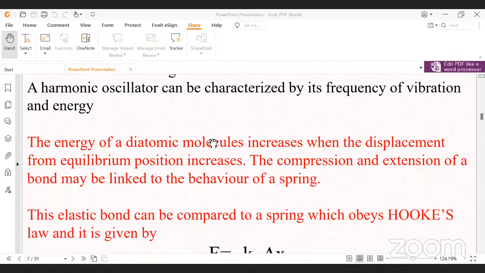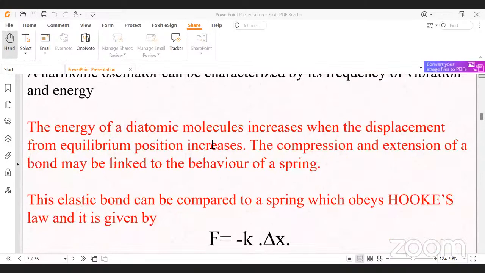So, it's okay. Then what happened? Let Cl be fixed at some position and hydrogen moves towards or away from the position of the chlorine. Then what happened? The movement of an atom towards and away from its bonded atom raises the energies.